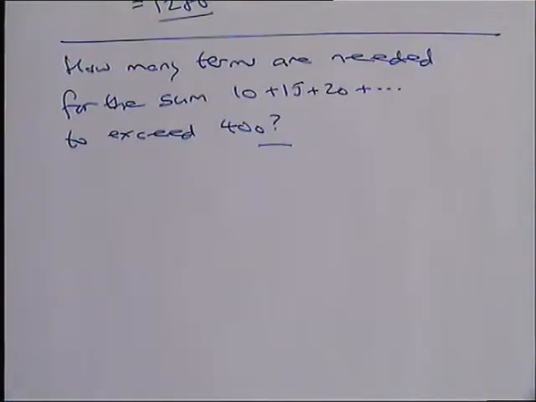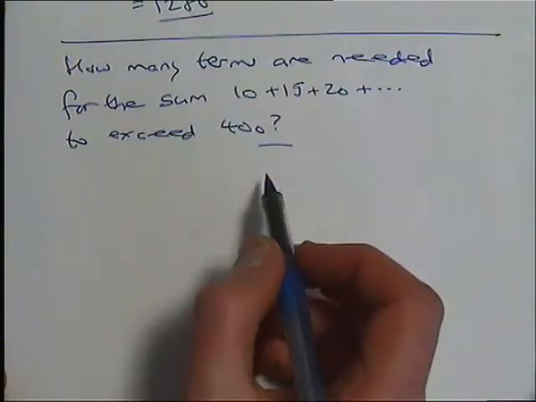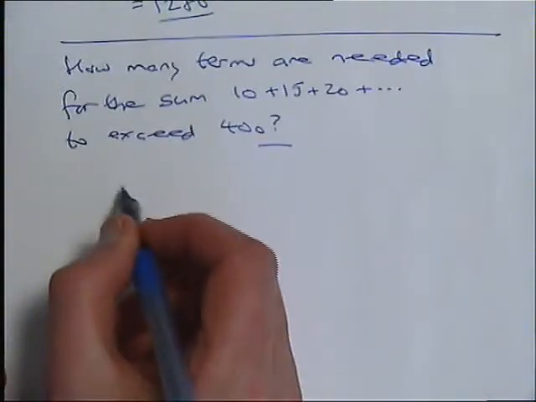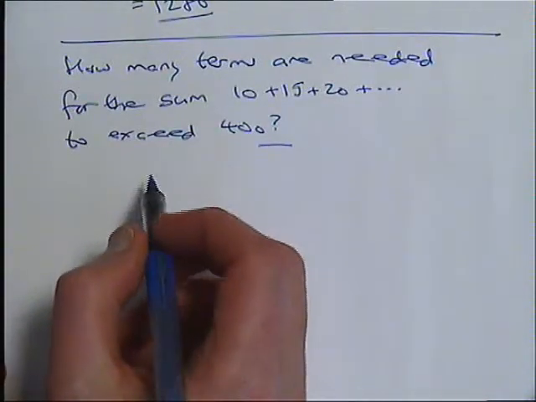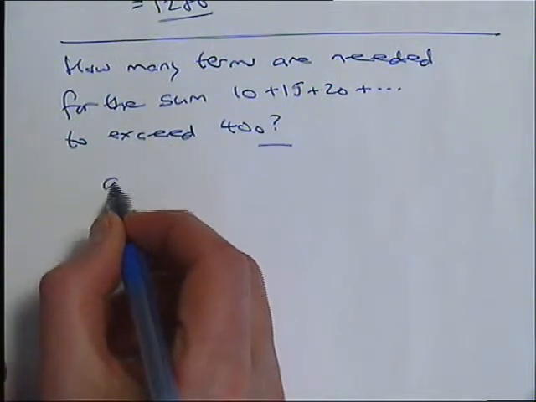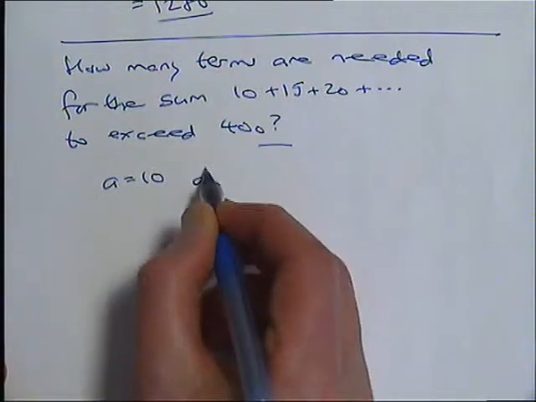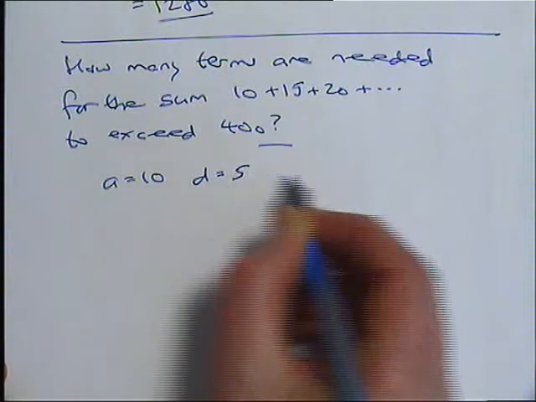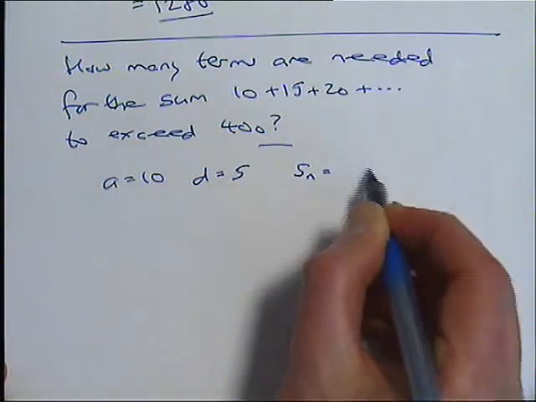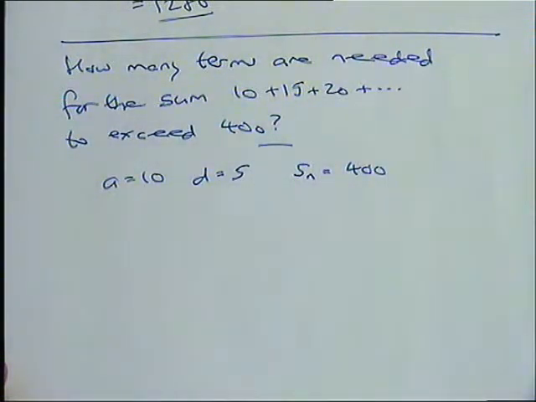So here's the next example. How many terms are needed for the sum 10 plus 15 plus 20, etc., to exceed 400? Okay. What do we know straight away from this? In notation, what letters do we know immediately? A is 10, D is 5, and we're interested in S of n being 400. We actually want to top it, though, if we let it equal 400 to start with.